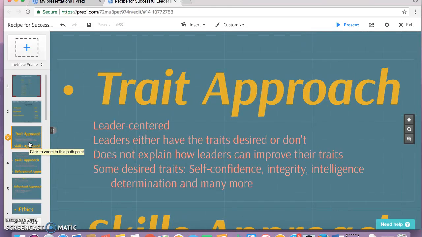So first, the trait approach. The trait approach is leader-centered, and it looks at leadership as though they either have the traits that are desired or they don't. And it does not explain how leaders can improve their traits. It just shows if you have the traits or you don't. So some of the desired traits were self-confidence, integrity, intelligence, determination, and many more. All of the studies came up with different desired traits, but these were some of the main ones that came up in multiple studies.